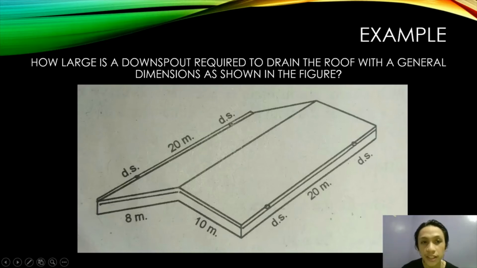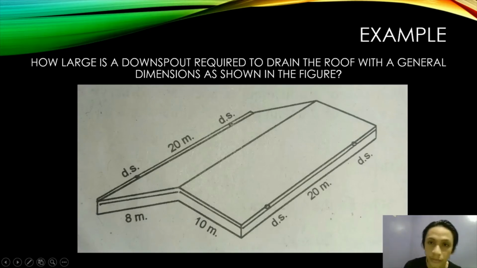So how large is a downspout required to drain the roof with a general dimension as shown in the figure? As you can see, the roof has dimensions of 20 meters, 10 meters, 20 meters, and 8 meters. In order for us to solve this, we have to isolate it. I'm gonna call this 10 by 20 roof A, and this 20 by 8 roof B. In other words, the right side of the roof we refer to as roof A, and the 20 by 8, or the left side, we refer to as roof B.